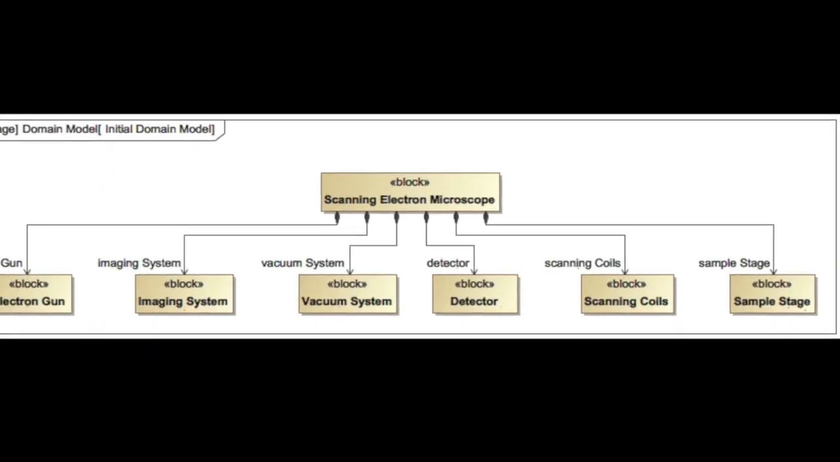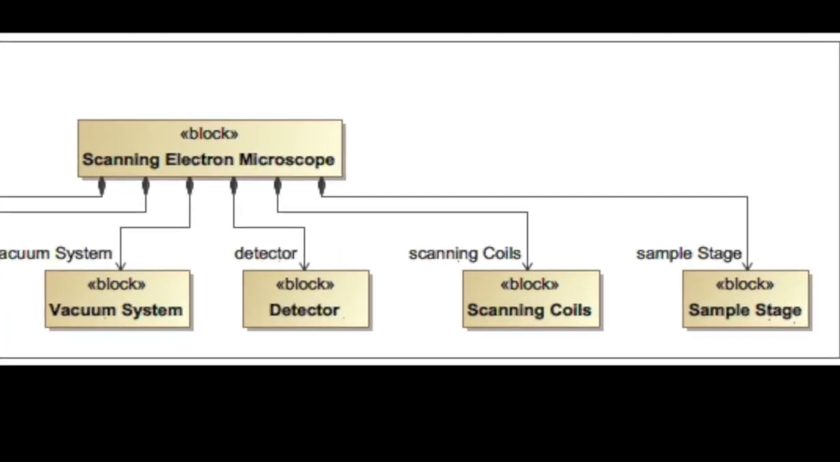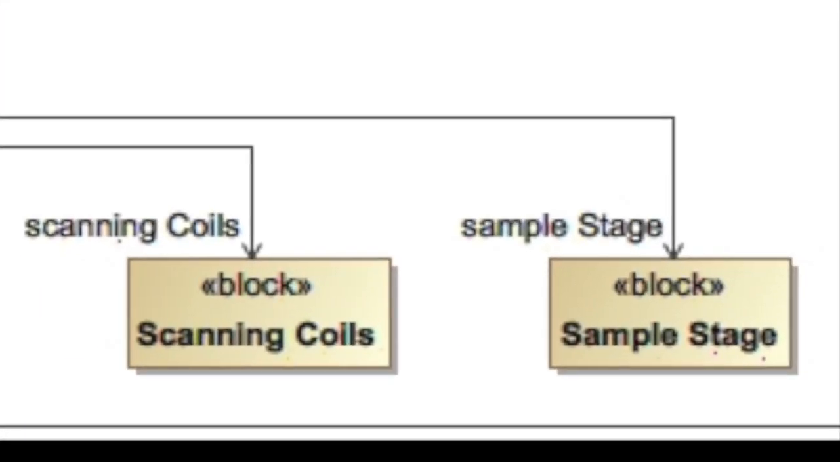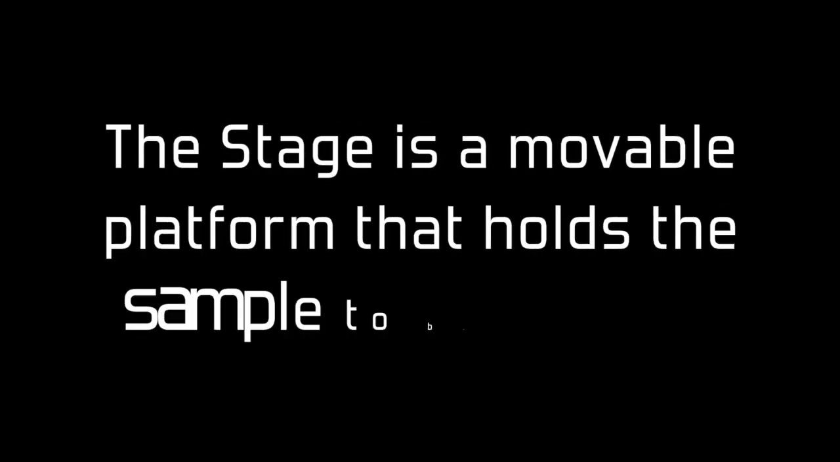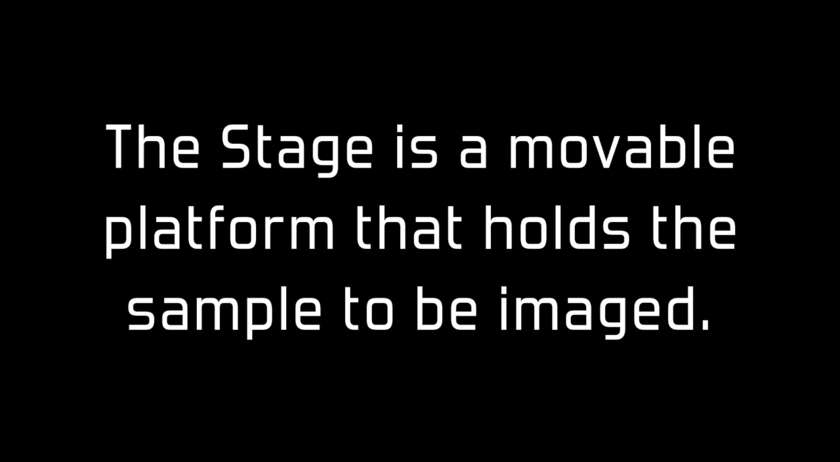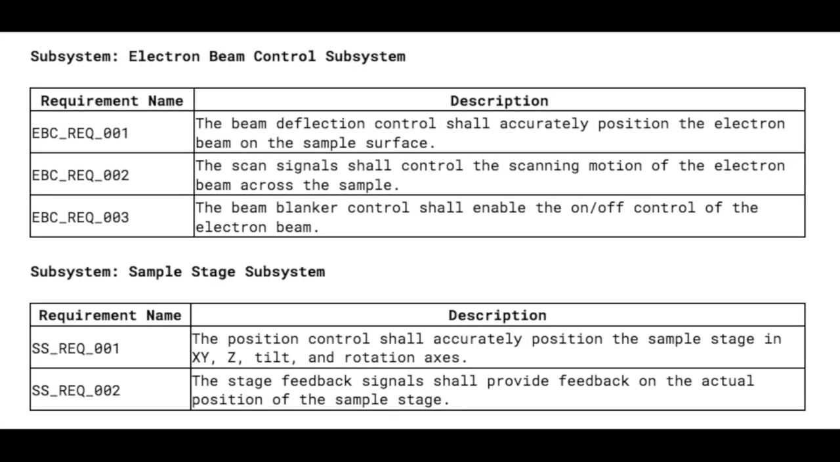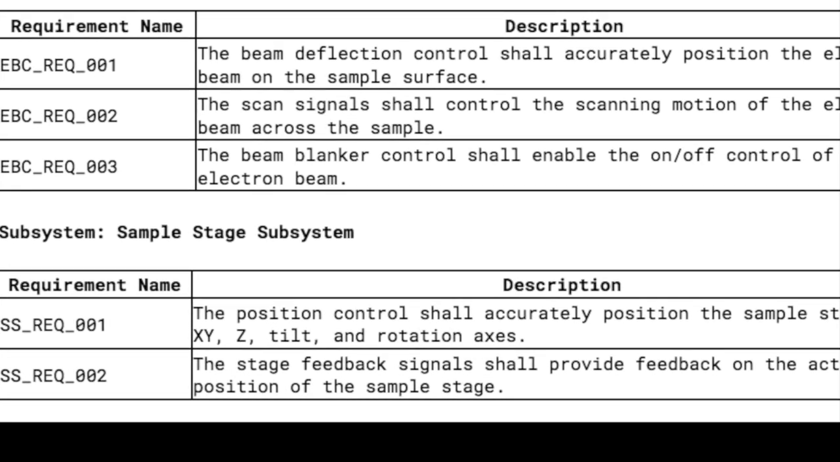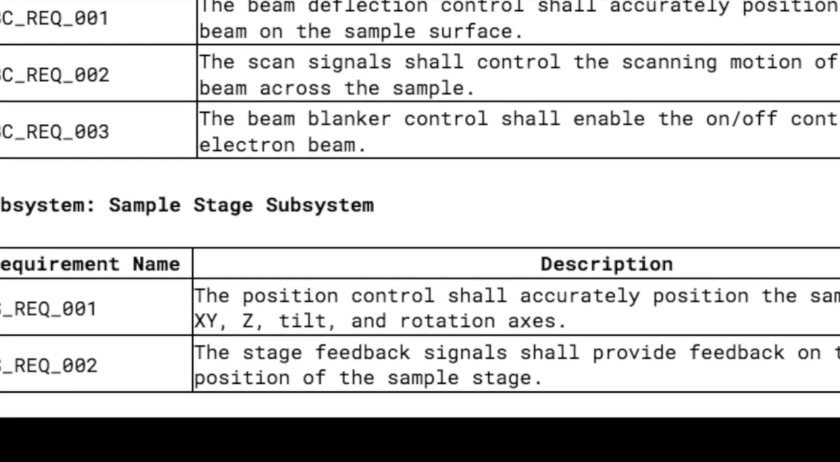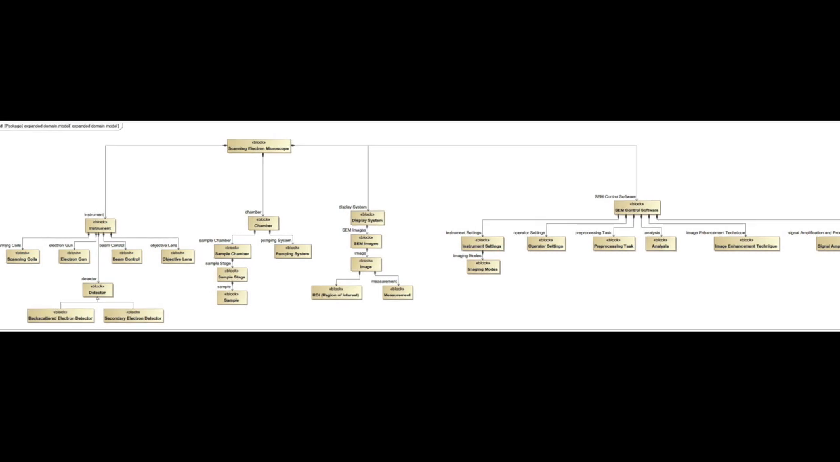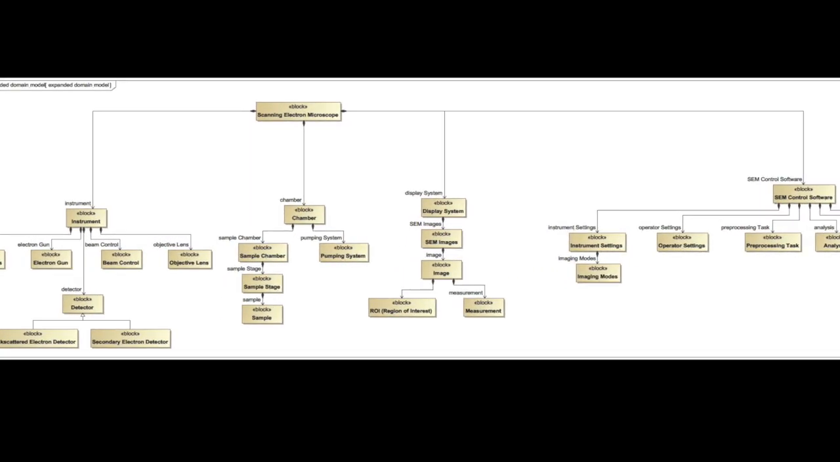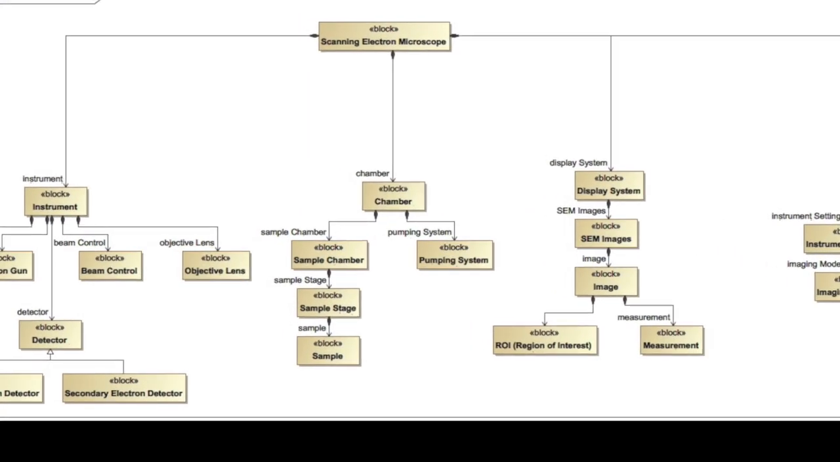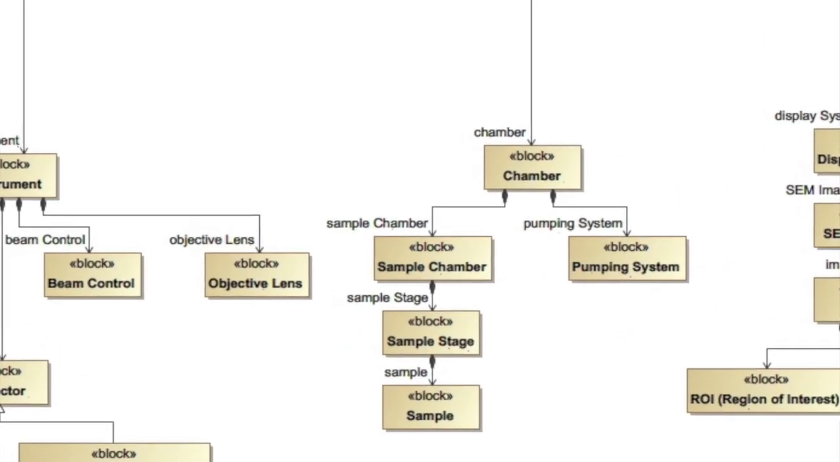So we're going to focus in on a part of the electron microscope that's called the sample stage, or just stage. And this is a platform that can move in X and Y axes. So we are using AI to generate both the domain model and some requirements for the stage. Here's a little bit more detailed view of the domain model, showing that the stage sits inside something called the sample chamber, and the sample sits on top of the stage.